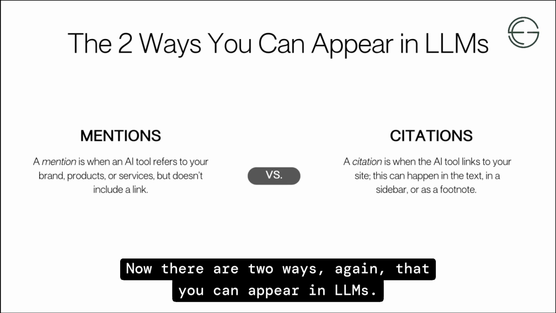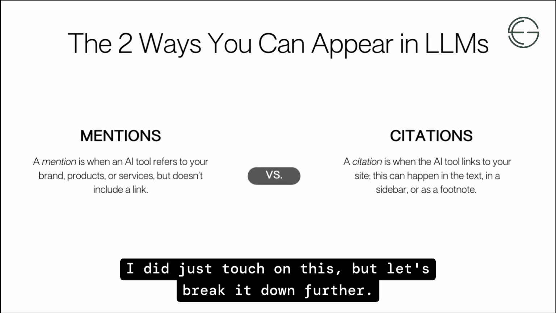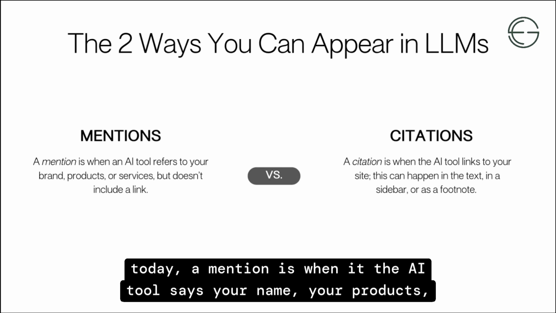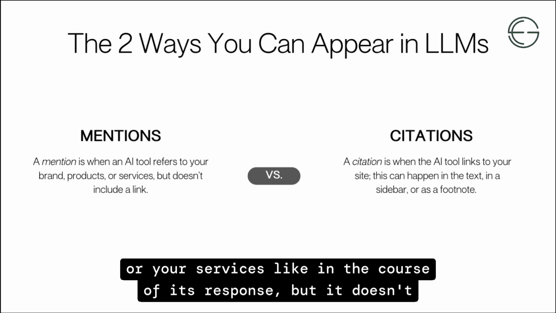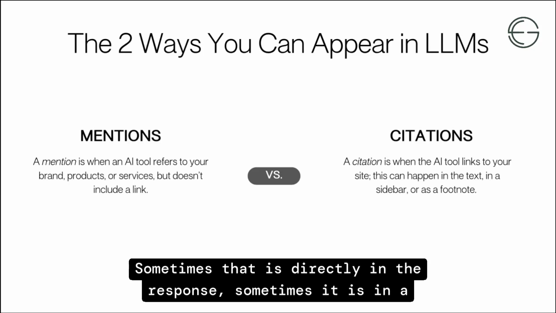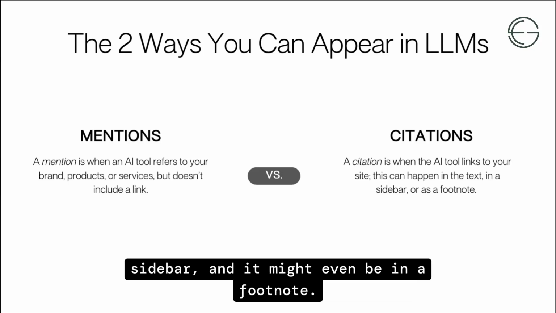Now, there are two ways, again, that you can appear in LLMs. I did just touch on this, but let's break it down further, because I'm going to use these words throughout the call today. A mention is when the AI tool says your name, your products, or your services in the course of its response, but it doesn't include a link, and citations do have the link. Sometimes that is directly in the response. Sometimes it is in a sidebar, and it might even be in a footnote.